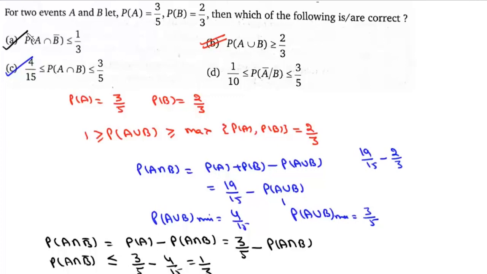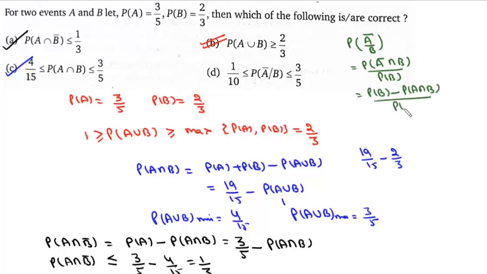Now if we look at this option D, it is the probability of A complement given B. Now the probability of A complement given B is the probability of A complement intersection B upon the probability of B, which will be the probability of B minus the probability of A intersection B, upon the probability of B. So it will be 1 minus, now P(B) is 2 by 3, so it will be 3 by 2 into the probability of A intersection B.